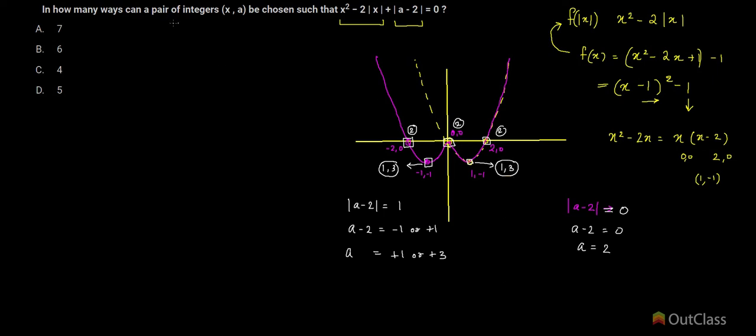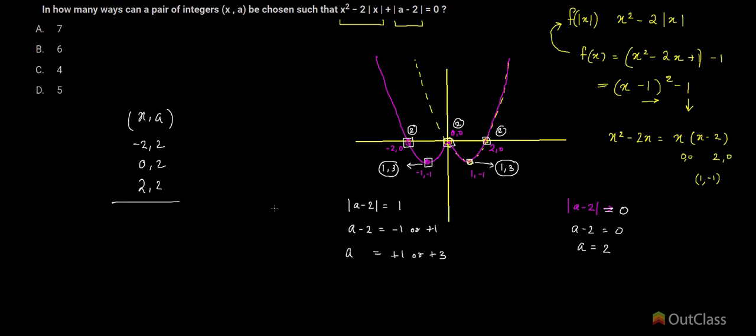Now we want how many ordered pairs x comma a? Let's look at what all we have found. We found x equal to minus 2 here, and a is equal to 2. On the origin, x equal to 0, a is equal to 2. Here we have x equal to 2, a is also equal to 2. 3 solutions from the points of f mod x which are on the x-axis.